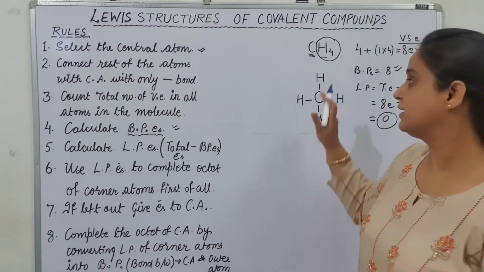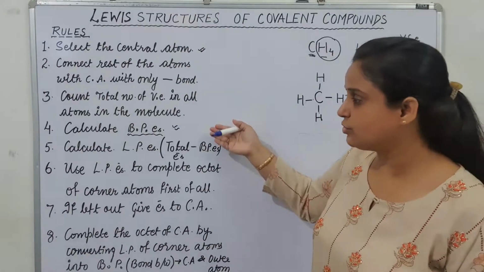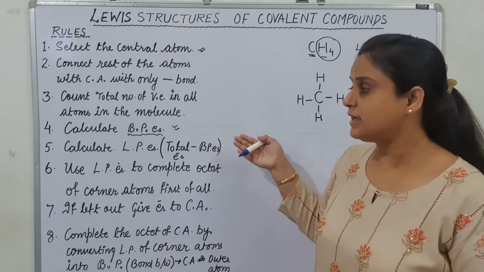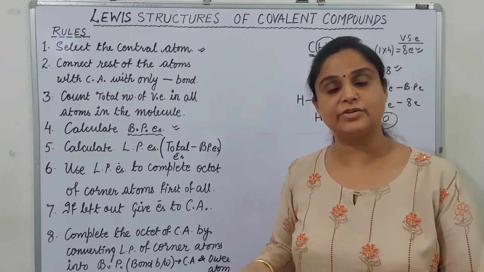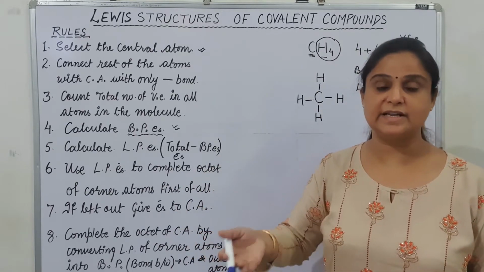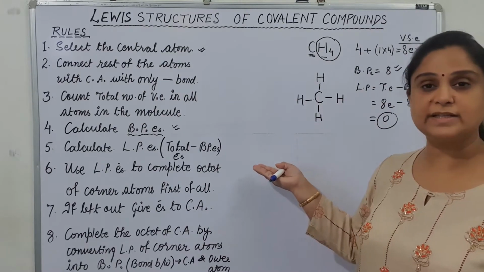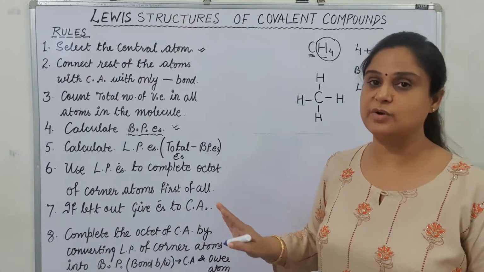So now what do we have to do? This is our structure. We don't need to go for the further steps. The reason is that if we would have lone pairs of electrons, then we would have to go for the further step, distribution of the lone pairs. But because we are not having any lone pair in this compound, our structure is already done.